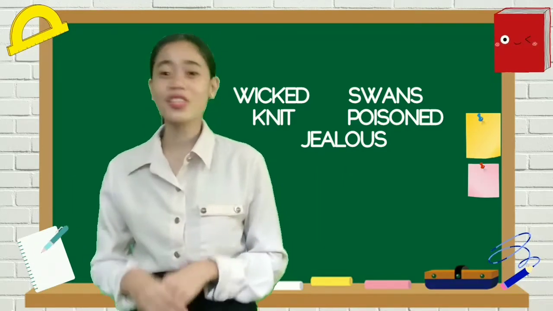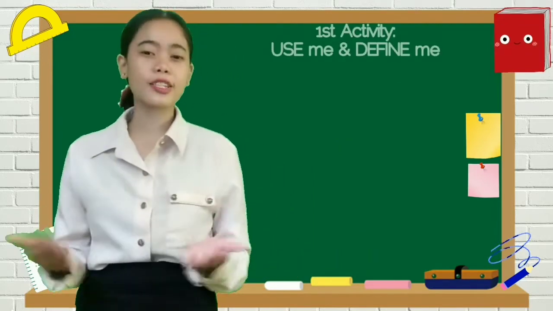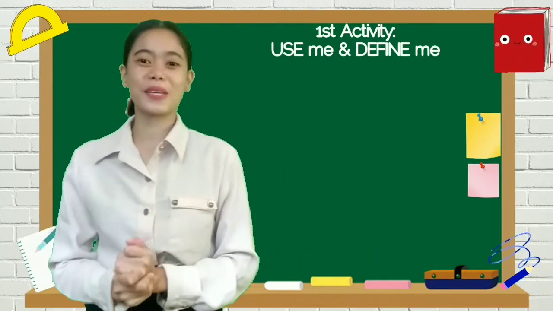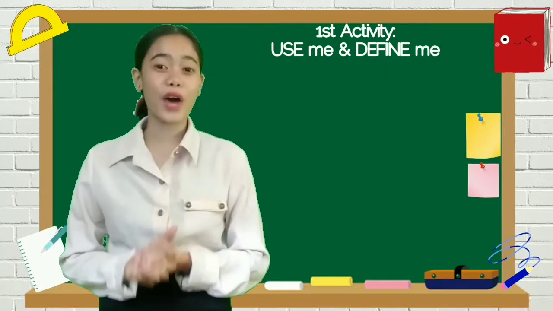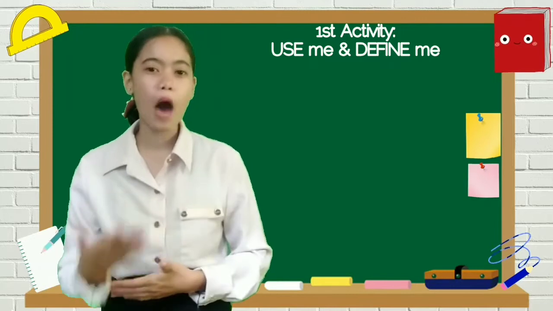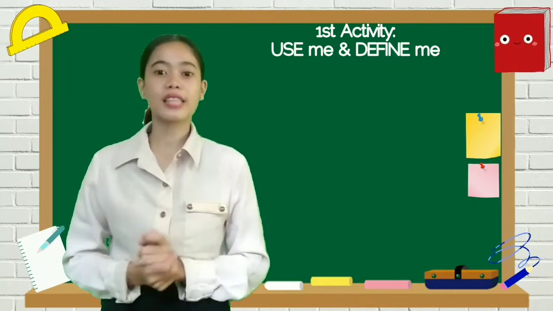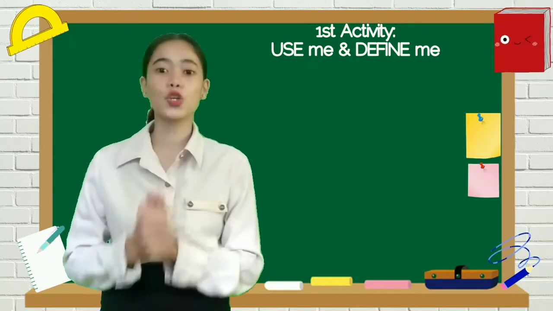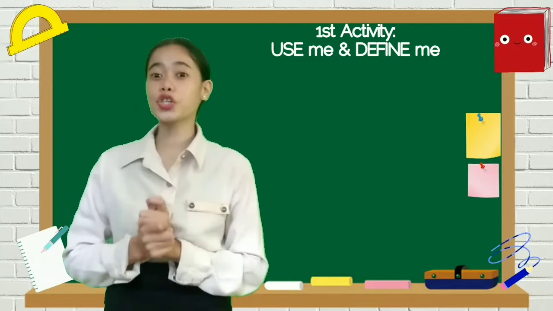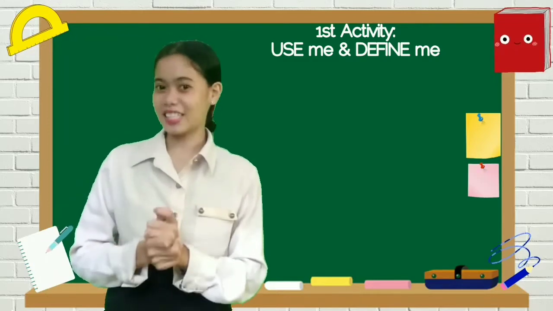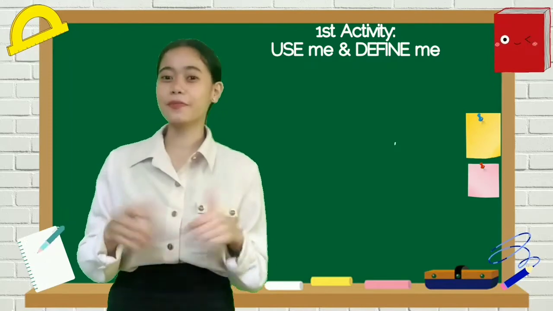And that is what our first activity will be. This activity is entitled Use Me and Define Me. Are you excited? Great! So you must define the words based on how I use the words in a sentence and the pictures that I will show or give to you. When I say use the word in a sentence, you should respond, use it. Did you understand? Very good.